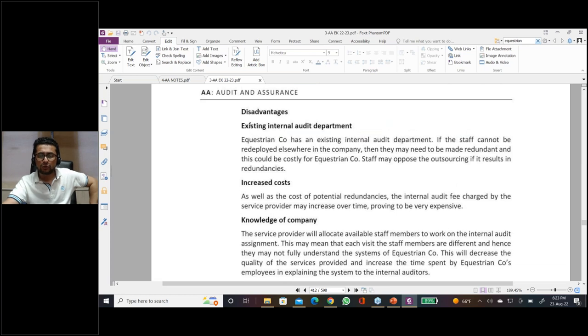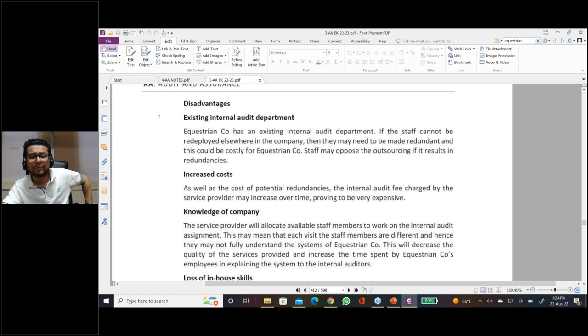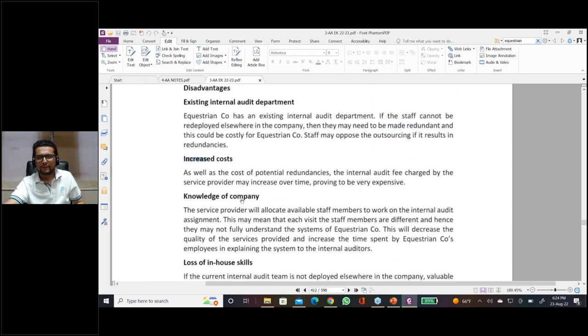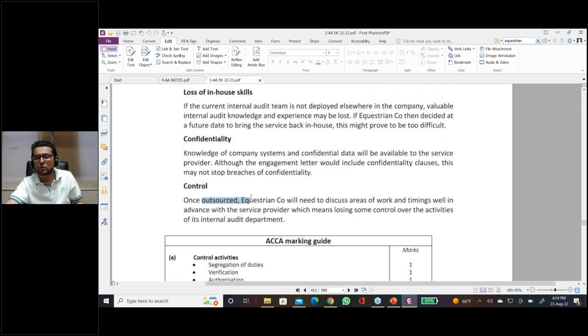Disadvantages: if you are going to outsource it, what are you going to do with your existing internal audit department? You might have to make them redundant. That could be a cost. You might face increased cost rather than lower cost. Confidentiality could be an issue. Control over the quality could be an issue once you have outsourced it.